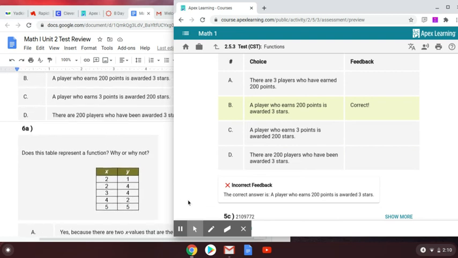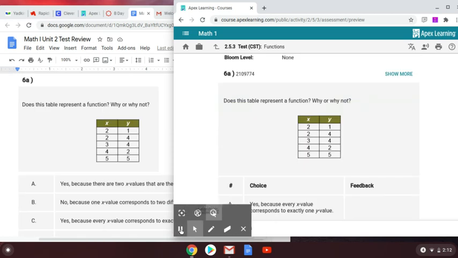Okay, and I will end it there because my 5 minutes is probably about up. Okay, I have 45 seconds left, so I think I can go over question 6.